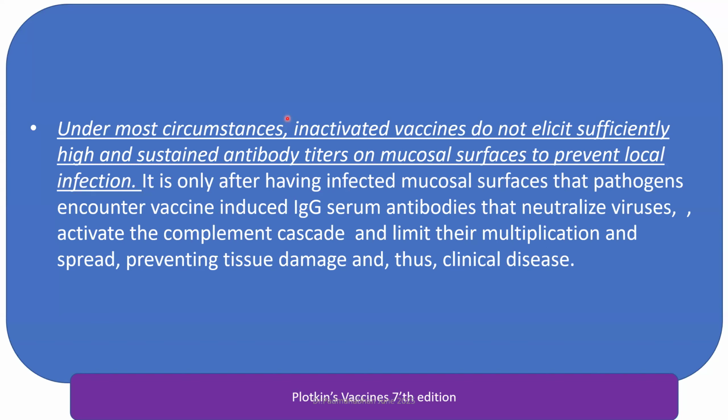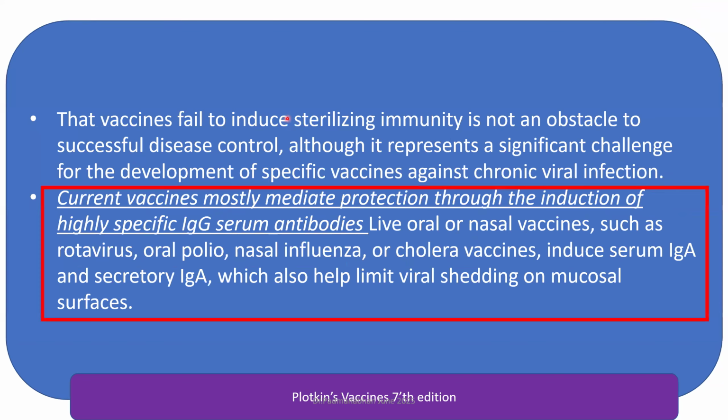Under most circumstances, the inactivated vaccines do not elicit sufficiently high and sustained antibody titers on the mucosal surface to prevent local infection. It is only after having infected the mucosal surface that pathogens encounter vaccine-induced IgG serum antibodies that neutralize virus, activate the complement cascade, and limit their multiplication and spread, preventing tissue damage and thus clinical disease. What it says is that inactivated vaccines do not elicit sufficient antibody titers, and first the organism does infect the nasal mucosa, the colon or the gut, and therefore they multiply. They do not produce sterilizing immunity. That's given in Park's.